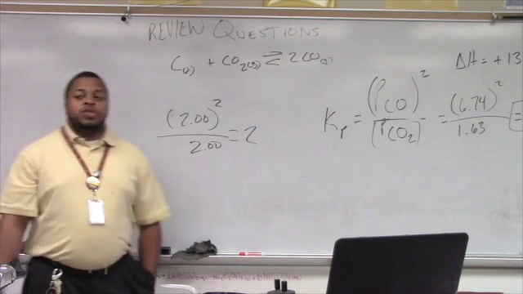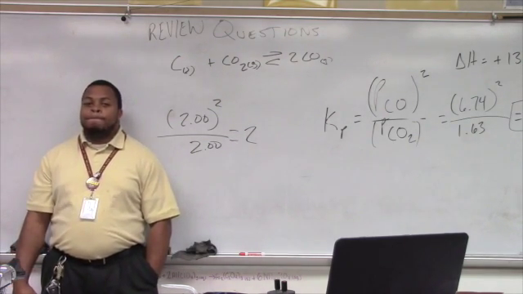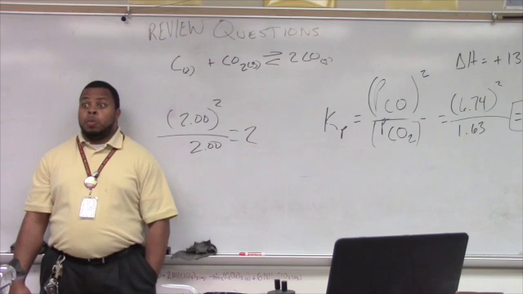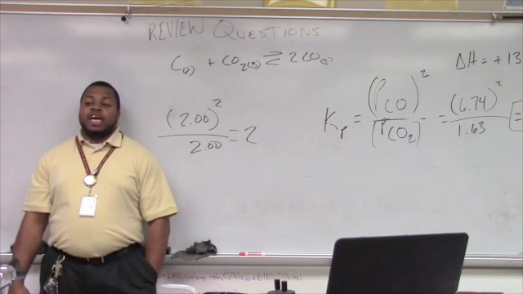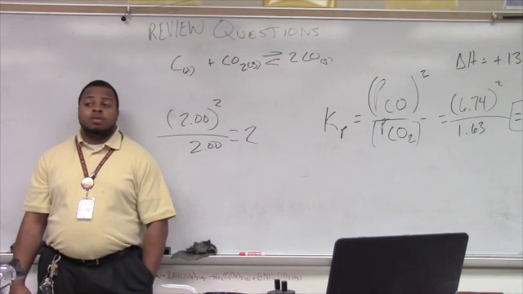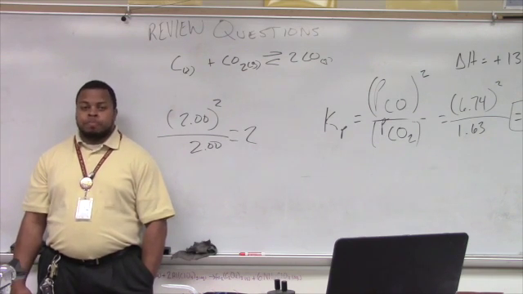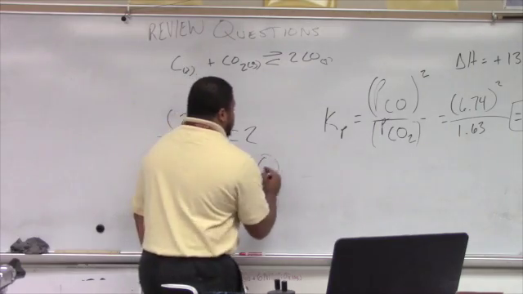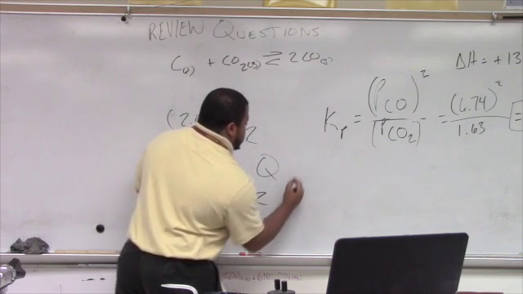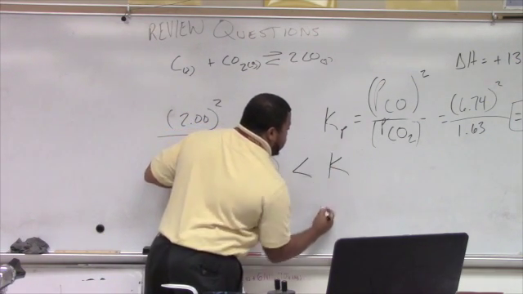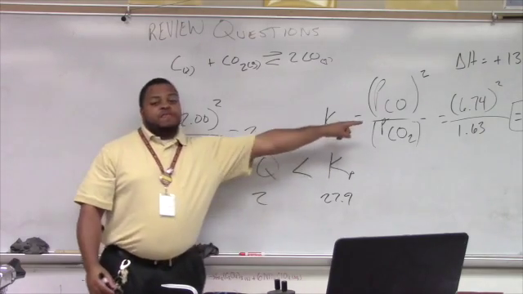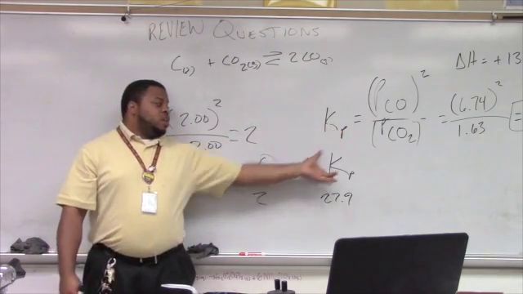Is Q equal to, less than, or greater than K? Less than. Which way is the reaction going to go? It's going to go to the right, which means our pressure of carbon dioxide is going to decrease. In this case, based on our values, our Q of 2 is less than our K, which is 27.9. Therefore, the reaction is going to shift to the right.